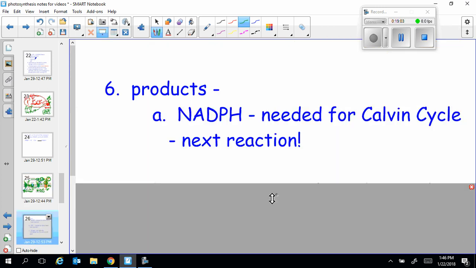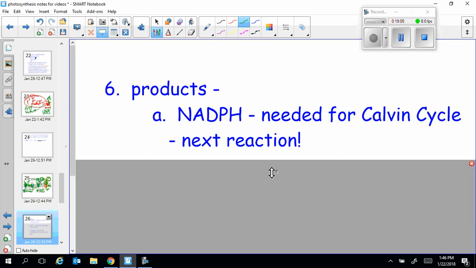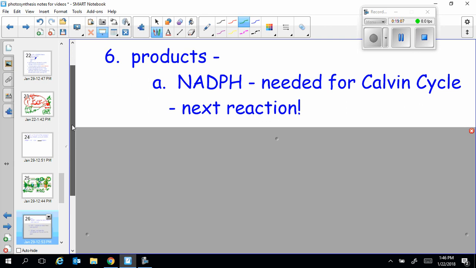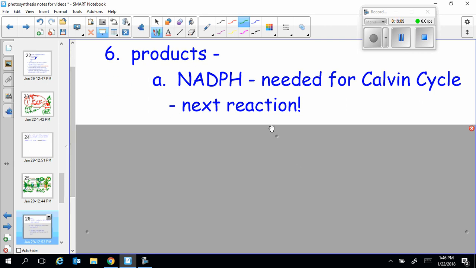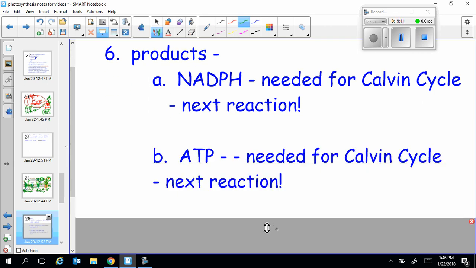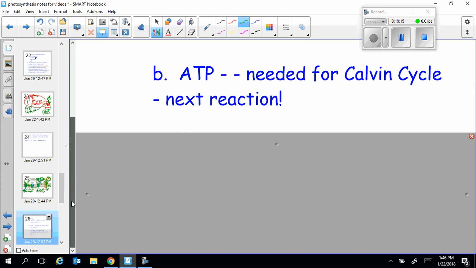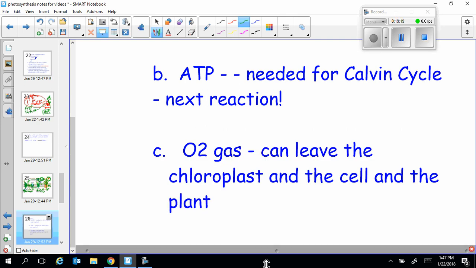Okay, products. NADPH, that was made from the electron flow. That's needed for the Calvin cycle, which is the next reaction. ATP, that's also needed for the next reaction, and it was made due to the buildup of the H pluses. The last product was oxygen, and that's what can leave the chloroplast, can leave the cell, can go out of the plant through the stomate.